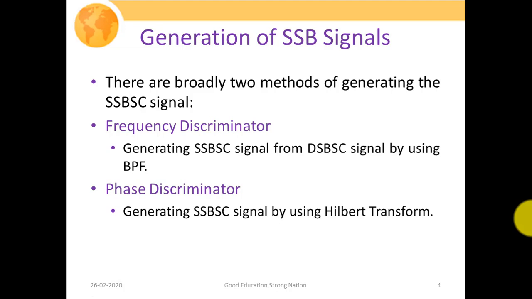So there are broadly two methods for generating the SSB-SC signal. They are frequency discriminators and phase discriminators. In the frequency discriminator, we will basically generate the SSB-SC signal from the double sideband suppressed carrier signal by using a specific band pass filter. Specific means although it is a band pass filter, its quality factor is quite high. And in the phase discriminator, we basically generate the single sideband suppressed carrier signal using the Hilbert transform.